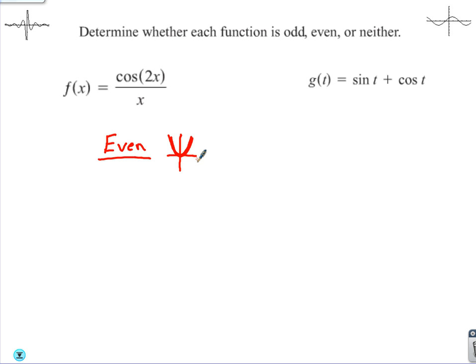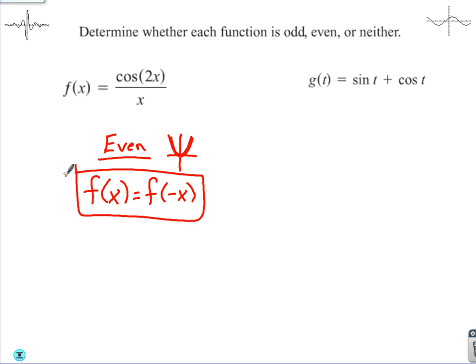The way that you test to see if something is an even function is if f of x is equal to f of negative x. Such as f of 2 equals f of negative 2. F of 3 would equal f of negative 3. You would have that y-axis symmetry. So there's your test. If you don't remember it, you can write that down again.